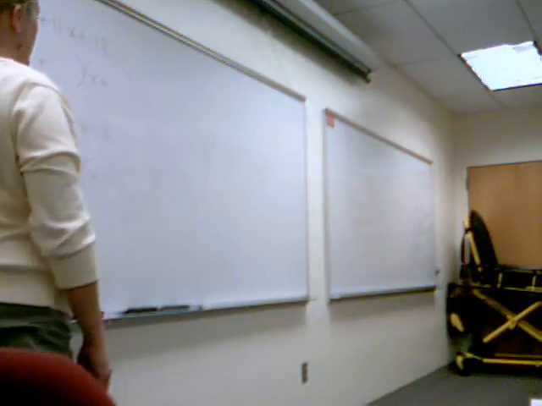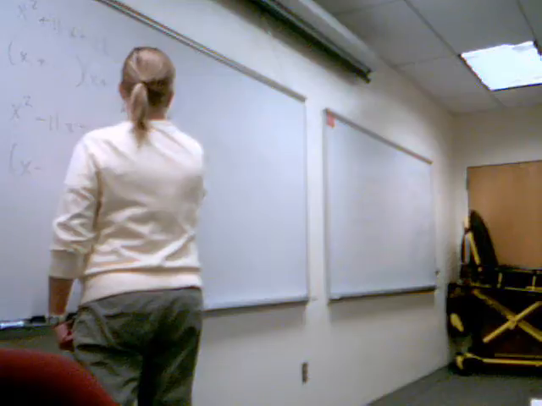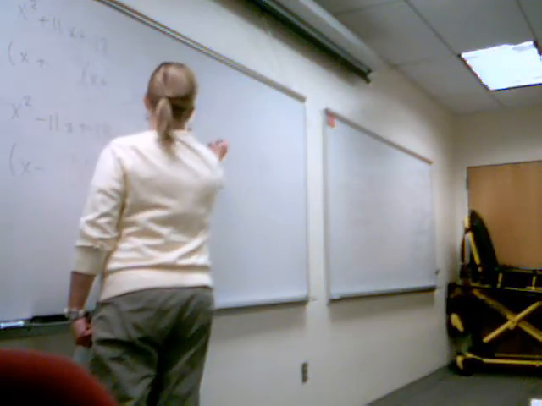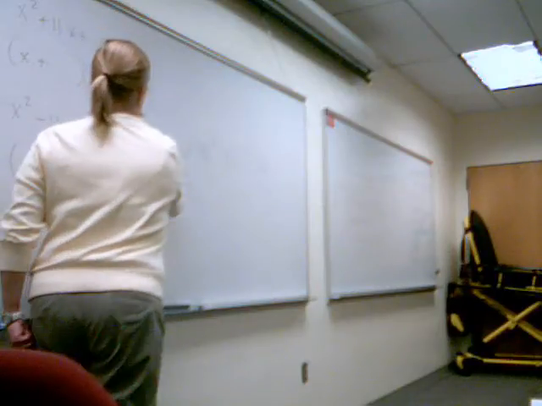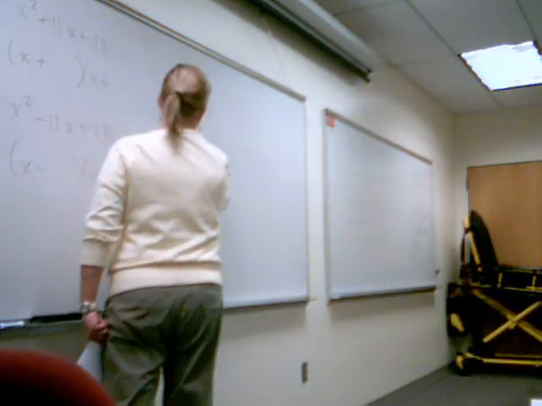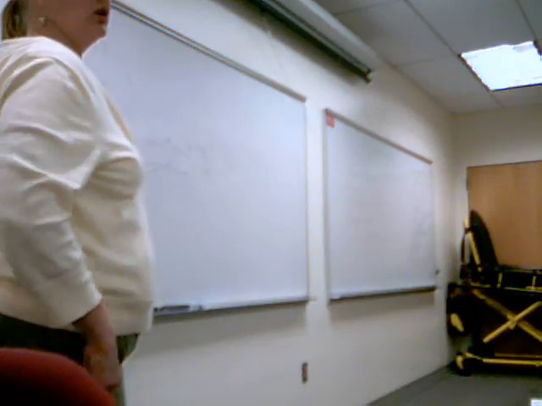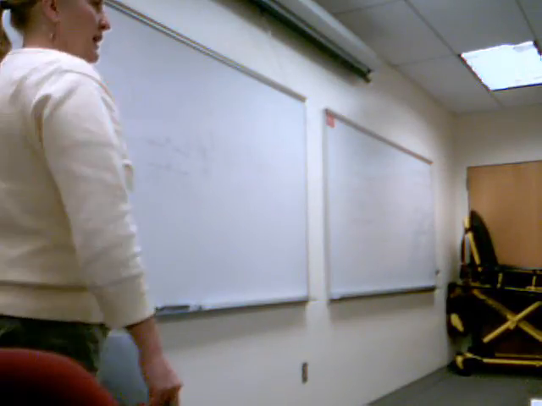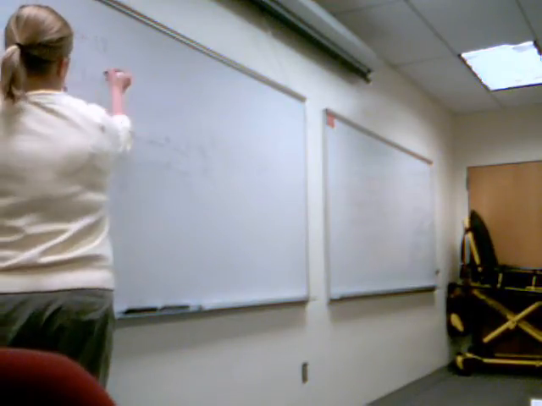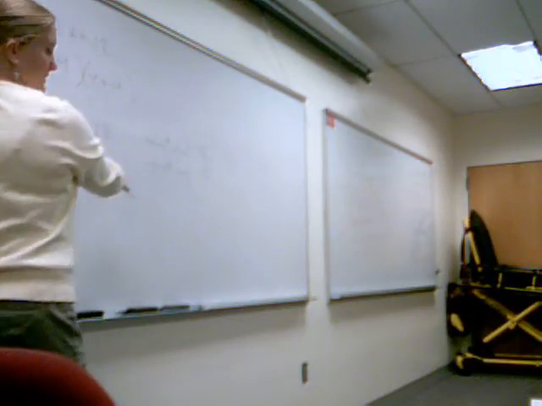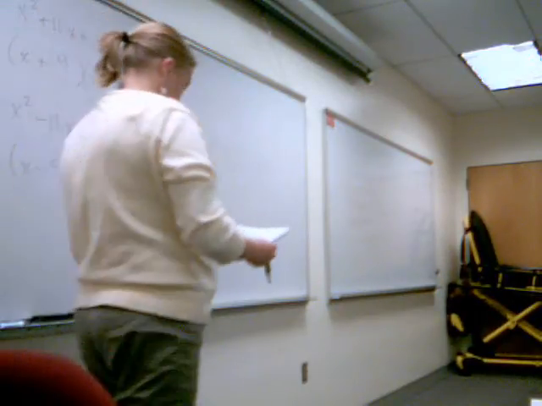Because they're the same other than that, it's still going to hold true. Something plus something has to be 11, or negative 11 in this problem. Something times something has to be 18. So what two numbers will it be here? 9 and 2? And it'll be 9 and 2 up here as well. The only difference is the signs. Make sense? Okay.